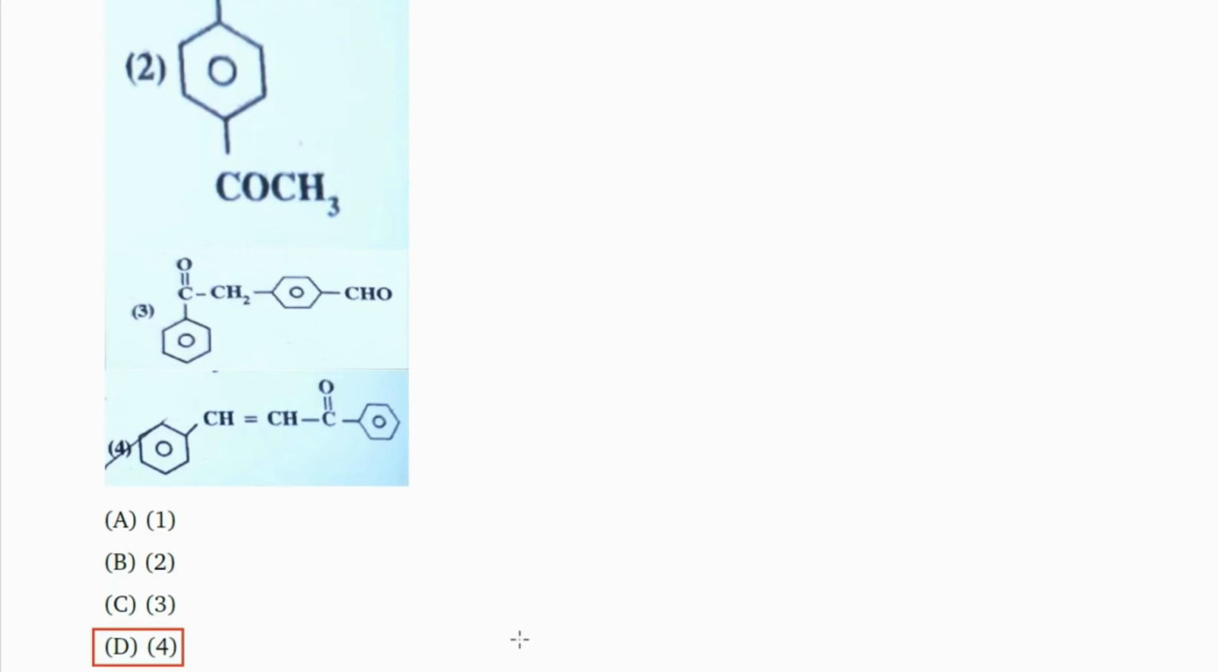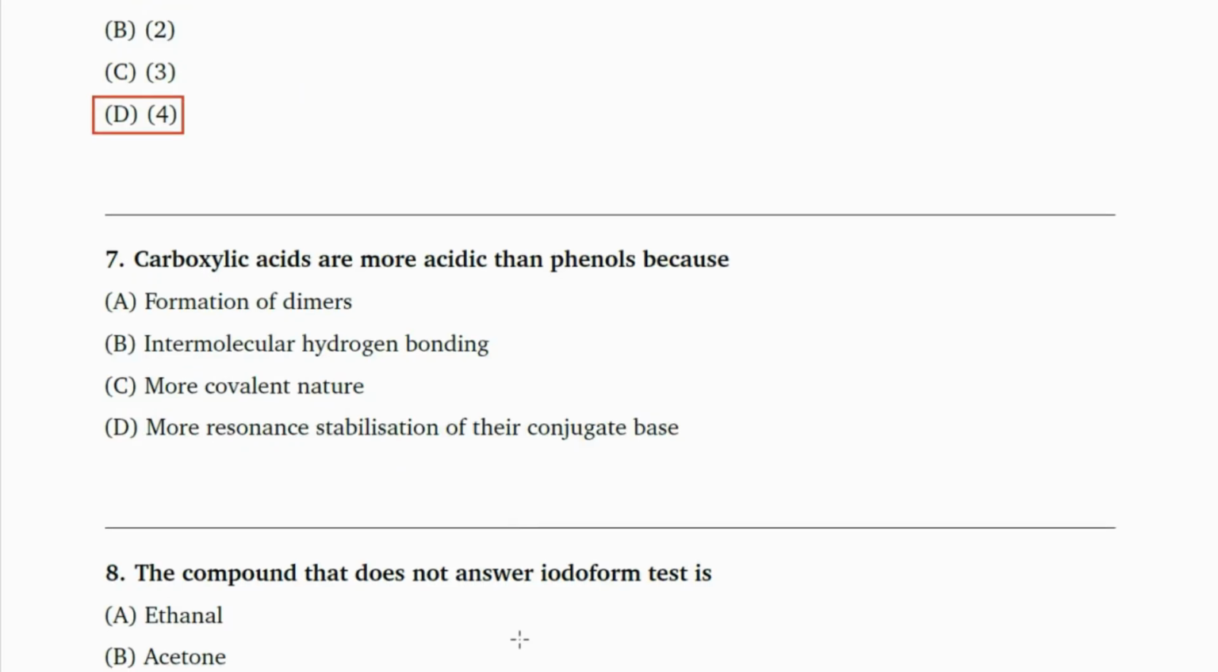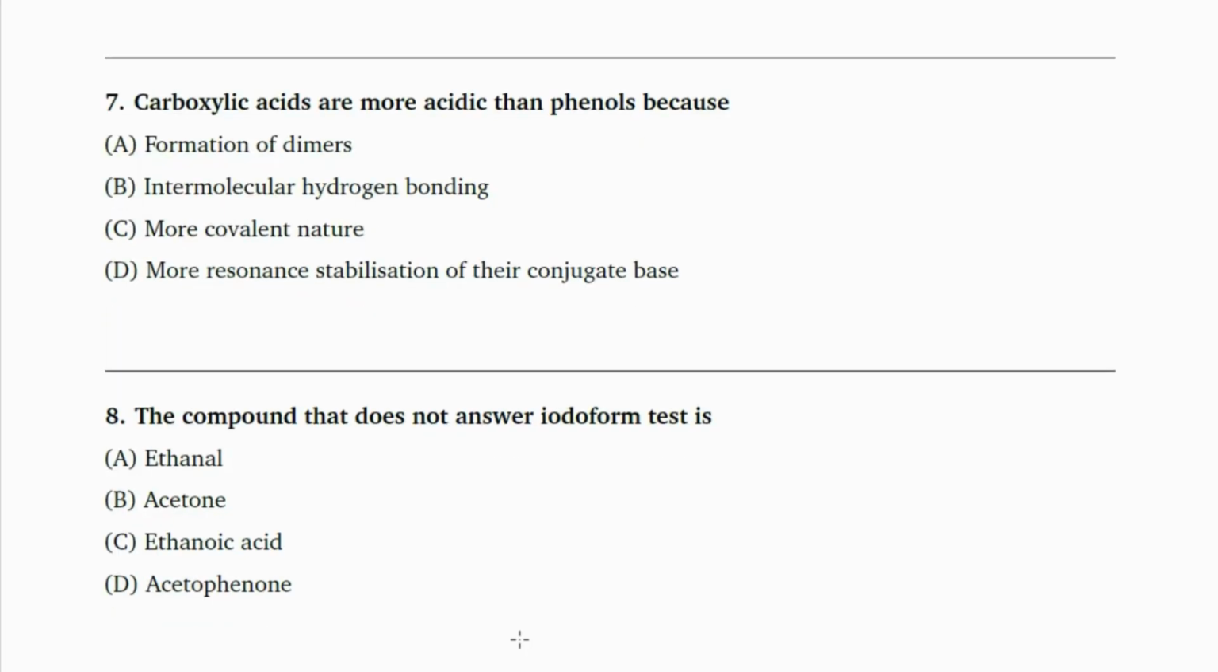Question number 7. Carboxylic acids are more acidic than phenol. The reason is, when we compare the conjugate bases of both carboxylic acid and phenol, the carboxylate ion has more resonance stabilization than the phenoxide ion. So therefore, option D is correct.